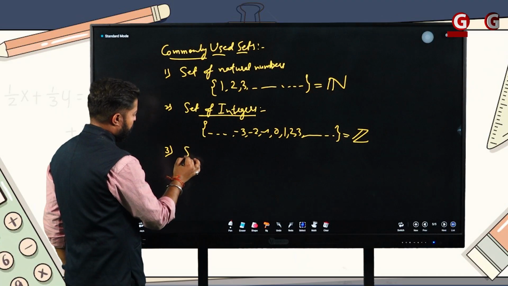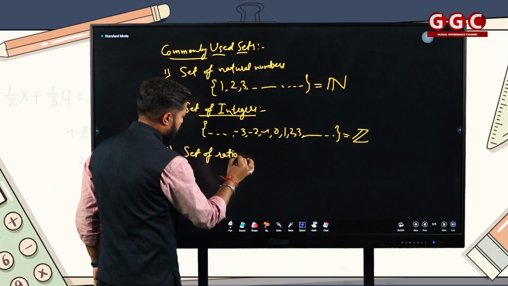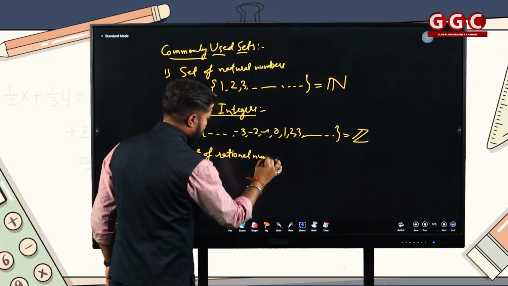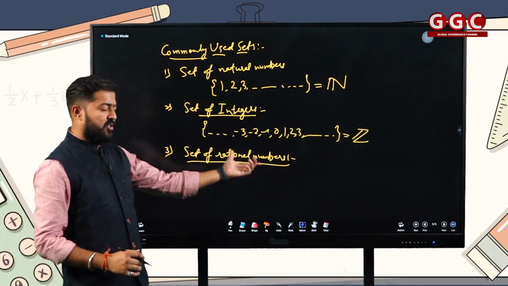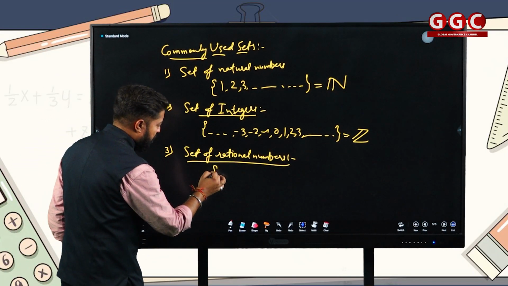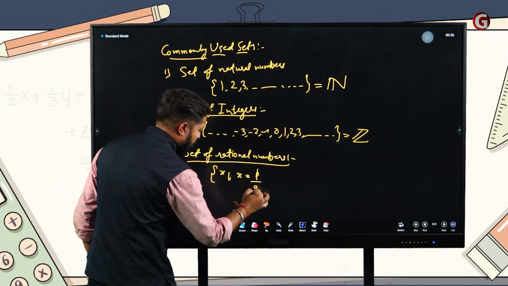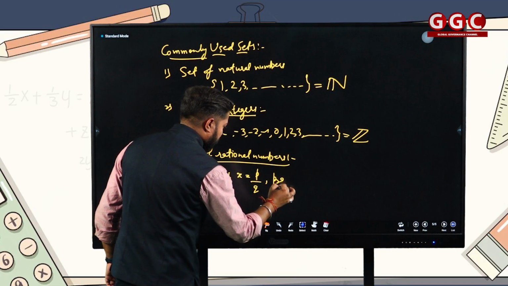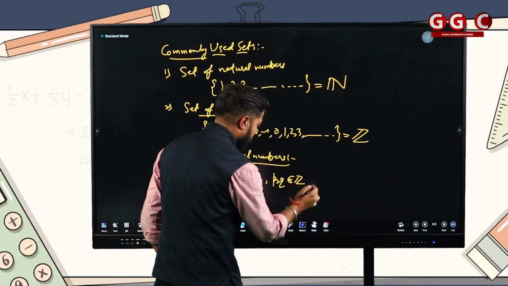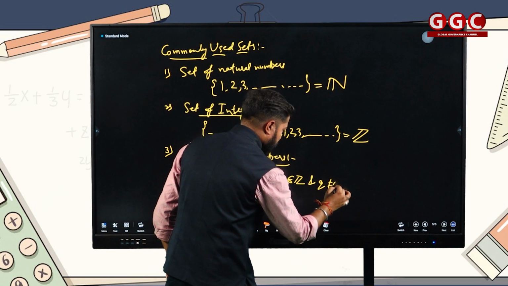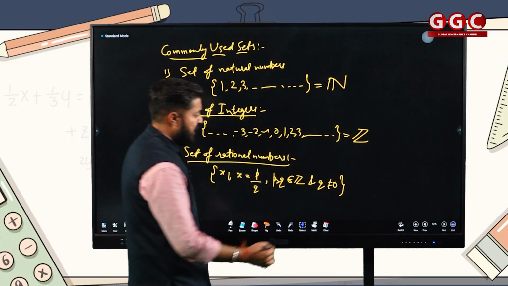Next is the set of rational numbers. Here we have the collection of all the rational numbers, and it is represented in set builder form as x such that x is equal to p upon q, where p comma q are integers, they belong to Z. Moreover, q is not equal to 0. This is the representation of the set of rational numbers, which is equal to capital Q.